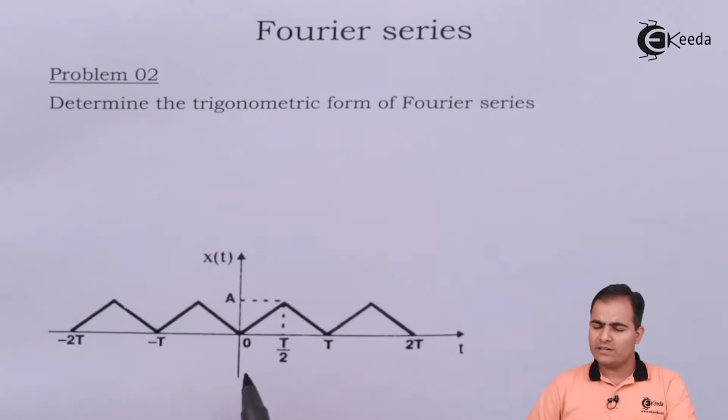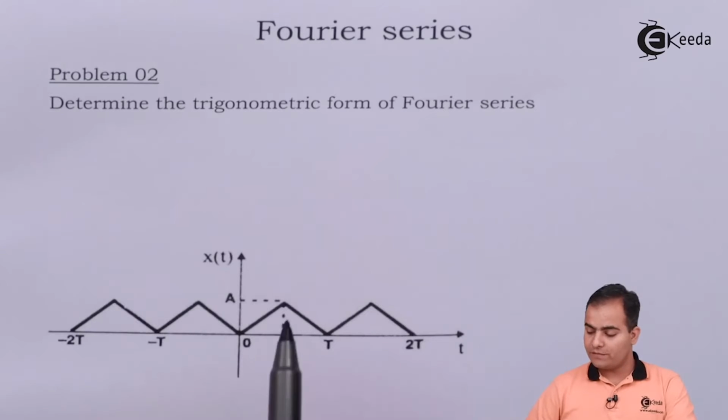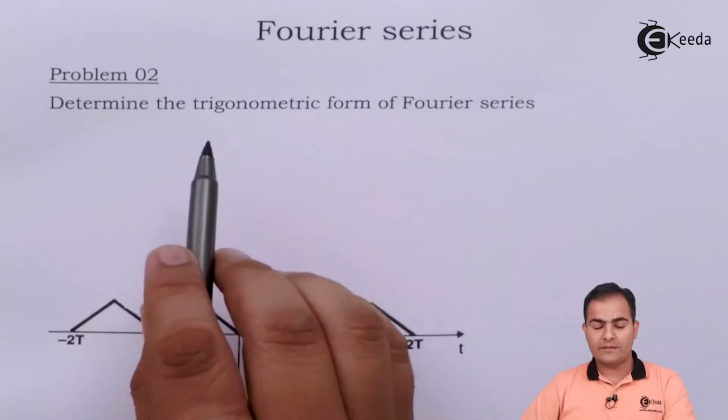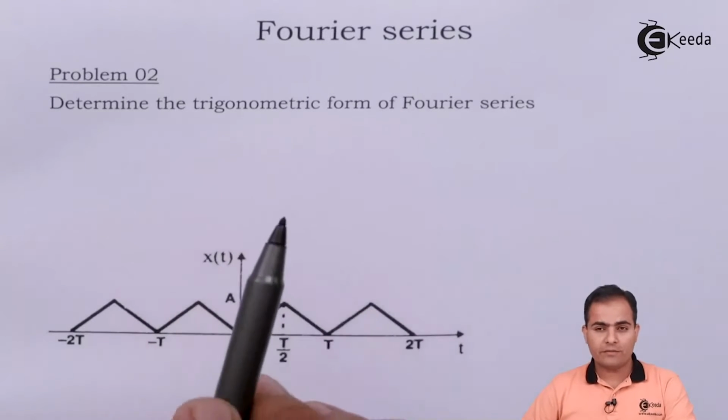Now, mostly they'll give you a waveform which may be continuous, or may be periodic or may not be periodic. Right now this graph is periodic, and if this graph is periodic, we can calculate the Fourier series, that is trigonometric or exponential. So first of all, here it is asked, calculate the trigonometric Fourier series.